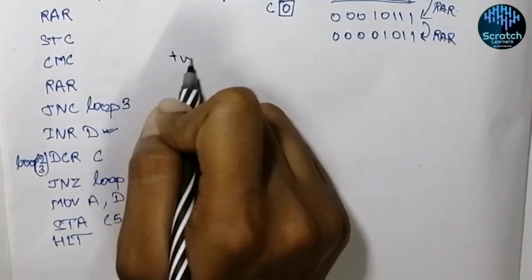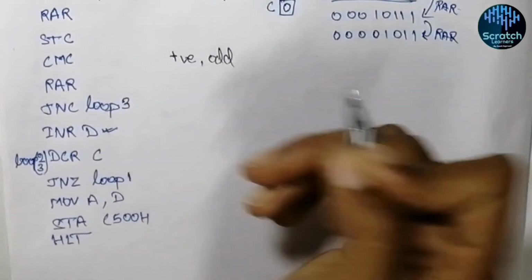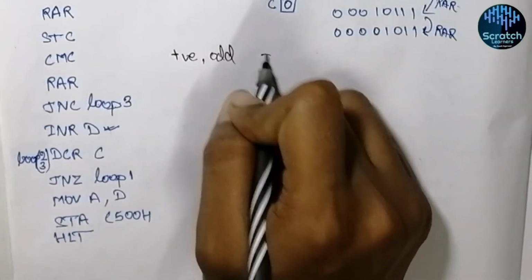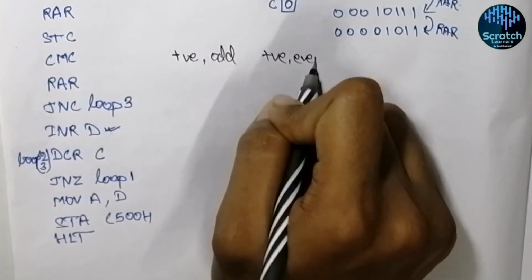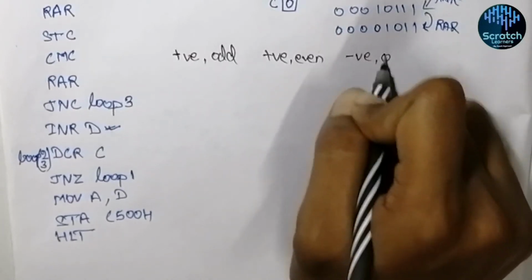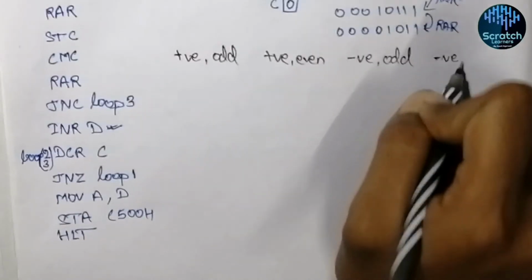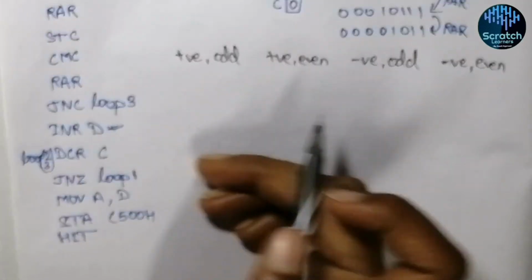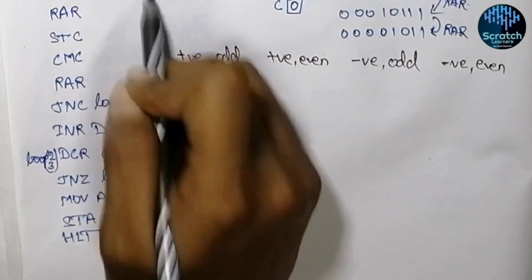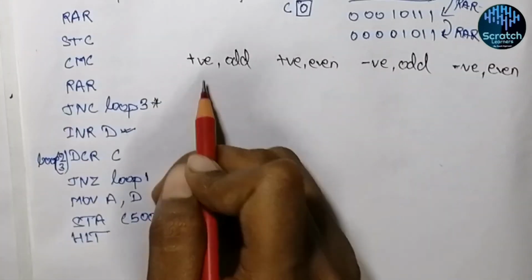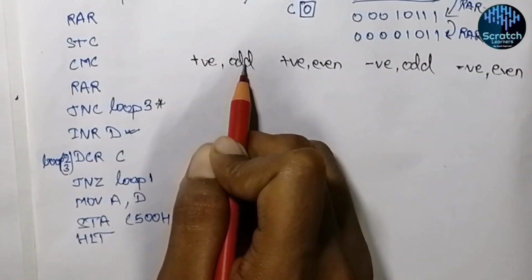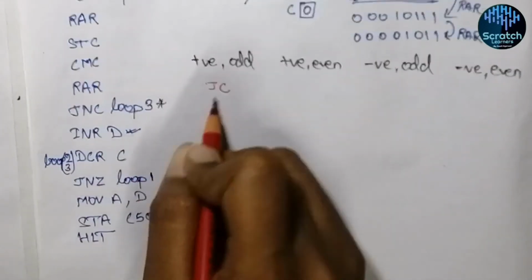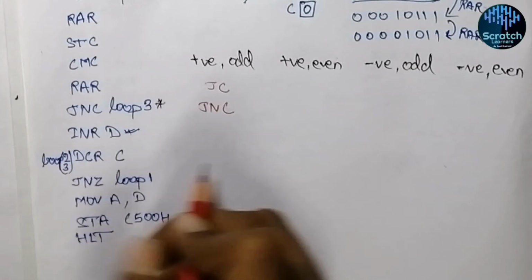So this was for checking positive but odd numbers. But as I have said, by doing some minor changes, we can check for positive but even, negative but odd, and negative but even. So what are the changes? The changes will come here and here. For positive but odd numbers, we have used JC loop in the beginning and JNC loop here.